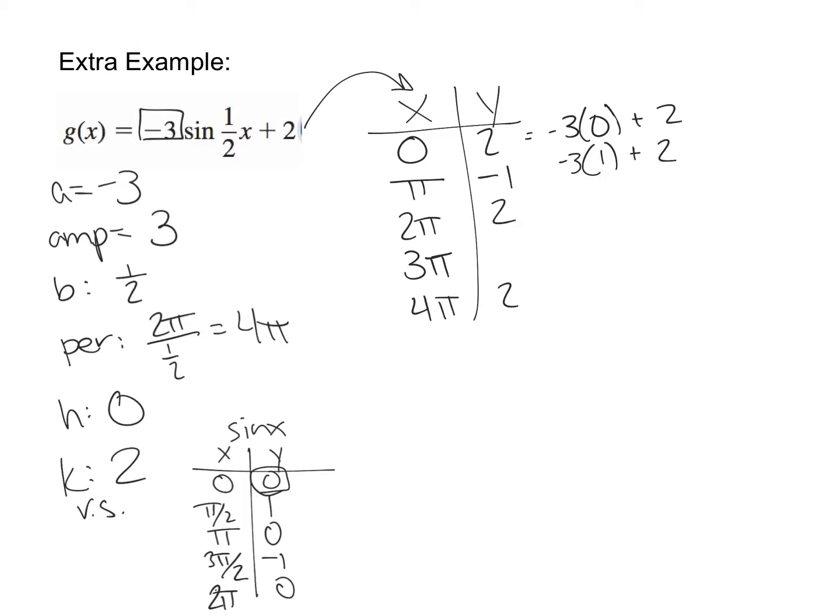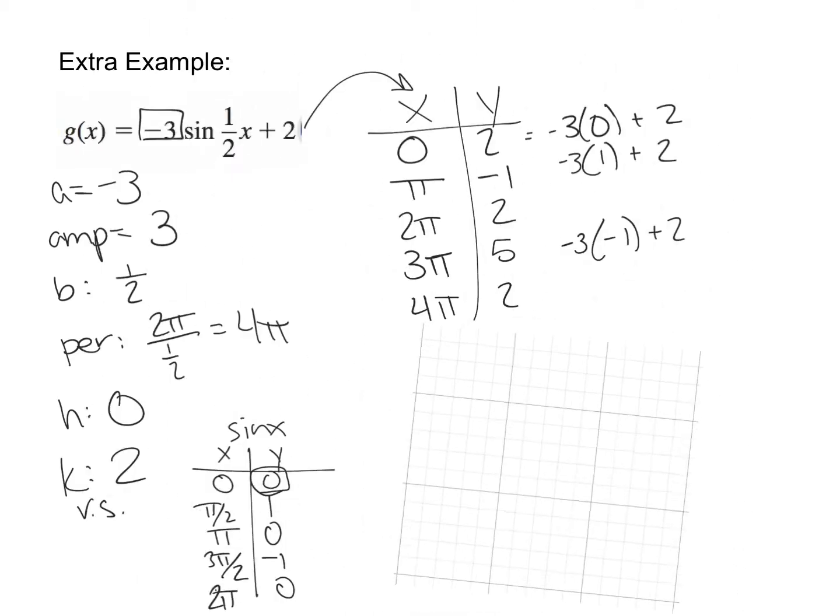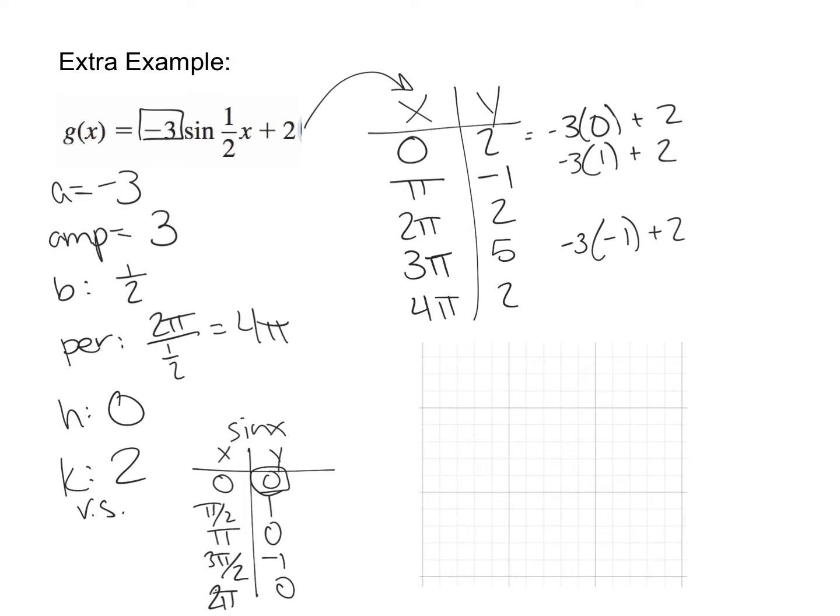So then right here we have -3 times -1 plus 2. That's 3 plus 2, that's 5. And there are our 5 points. Go ahead. I think this one was easier than the last example we did.